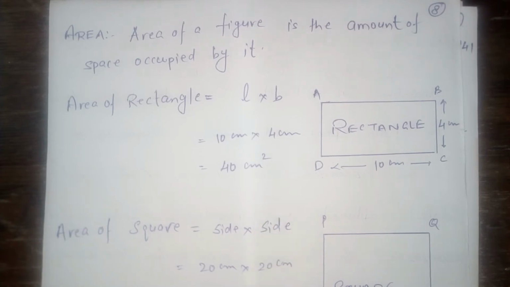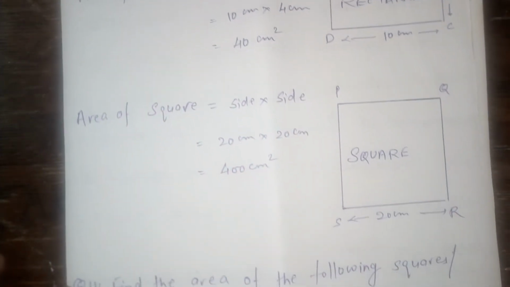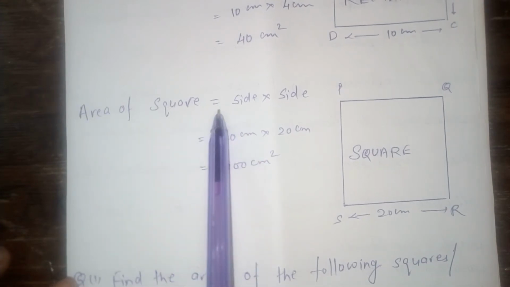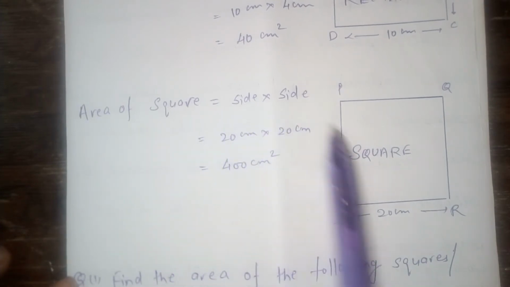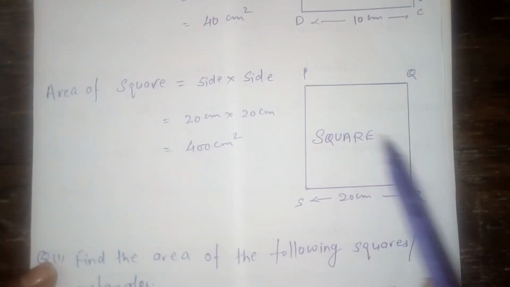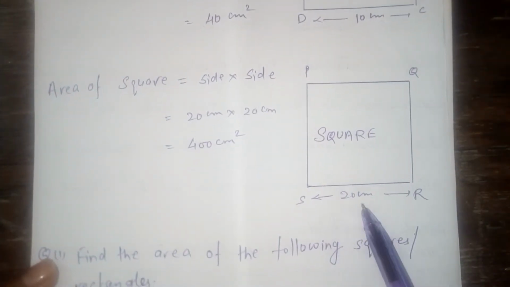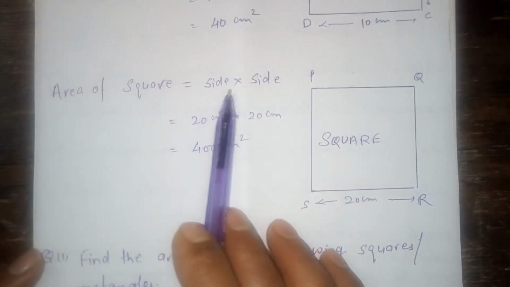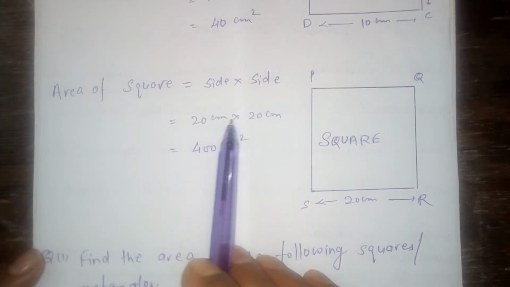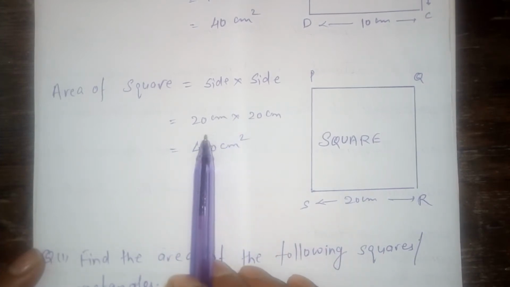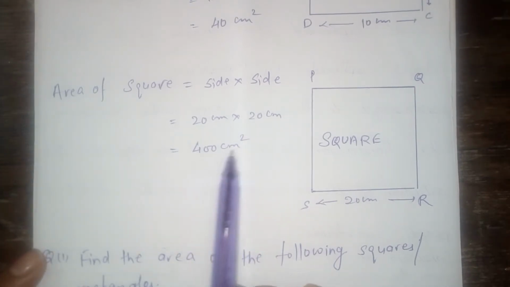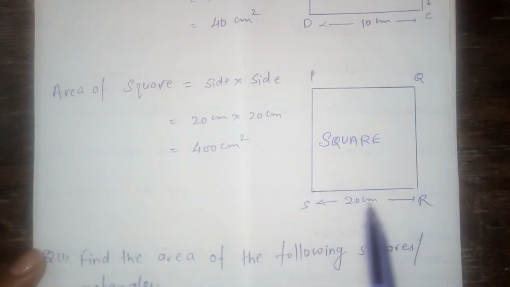Okay. Now we will discuss the formula for the area of a square. As you know very well, the area of a square is side into side. In this square PQRS, the side is 20 centimeter. So the area of the square is equal to side into side, 20 centimeter into 20 centimeter. After multiplication, what will you get? That is 400 square centimeter. 400 square centimeter is the area of the given square.